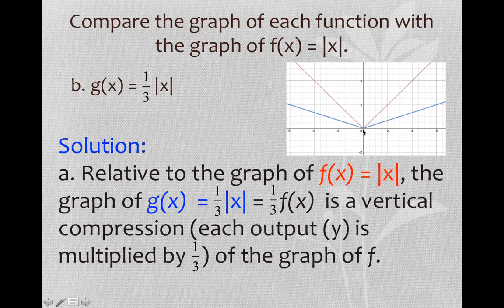So right here, (0, 0). Right here, (1, 1) becomes (1, 1/3). Negative 1, 1 becomes (negative 1, 1/3).